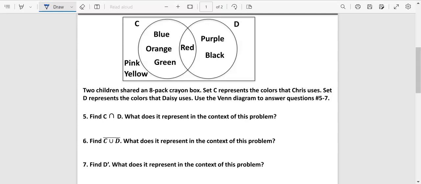This video is going to look at numbers 5, 6, and 7. So we are now looking at a Venn diagram. Whenever you have situations, you do want to read what it talks about. So it says 2 children shared an 8-pack crayon box. Set C represents what Chris uses. So this C section is Chris, which is this whole Venn diagram right here.